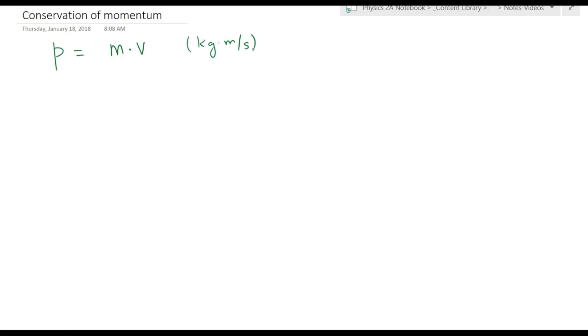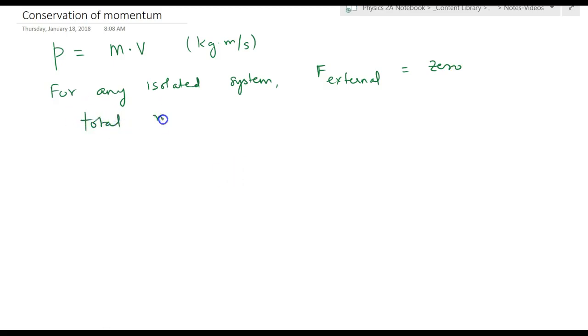Now, conservation of momentum dictates that for any isolated system of objects that is not interacting with anything outside, if the external force on the system is zero, that means no outside forces act on the system, then the total momentum of the system stays constant. So conservation of momentum is just another way of understanding and interpreting Newton's second and third laws of motion.